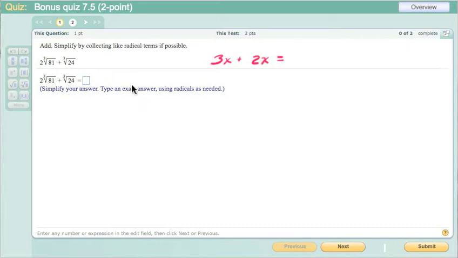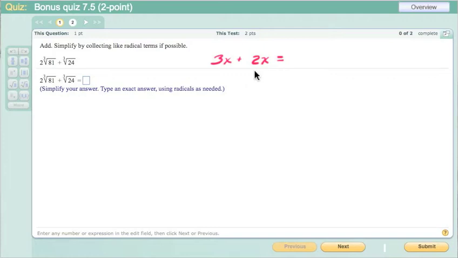Well, hello everybody. It's the bonus quiz for 7.5, and they're asking us here to add and simplify by collecting like radical terms if possible. Now, what's happening here in the course is we've had so much math that we're starting to see the same ideas getting recycled and decorated up in a slightly different context. And that's what's happening here.